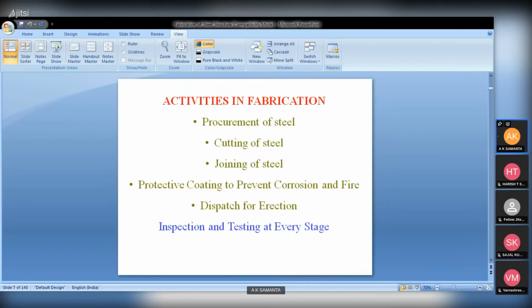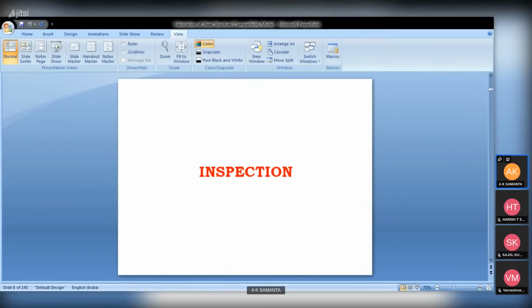Now let us discuss how to achieve the quality. As yesterday I have told, quality is our main motto. Otherwise we know somehow how to do the work, but if quality is our objective, then we have to learn something, we have to follow some rules and standards. Now, so far procurement. After procurement, the steel has come to our workshop. So first is inspection. One is visual inspection.